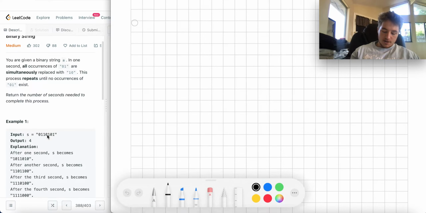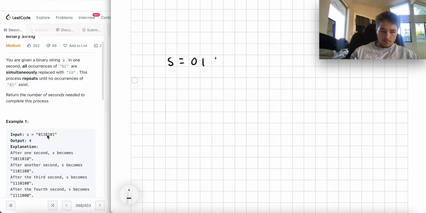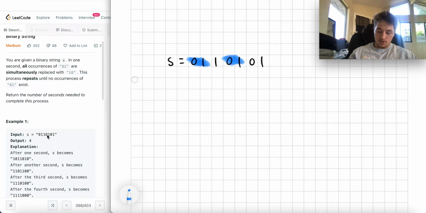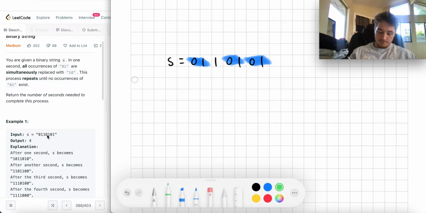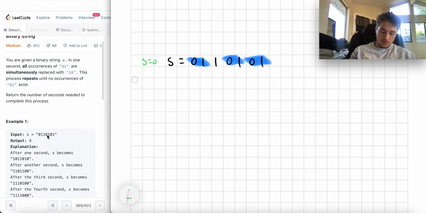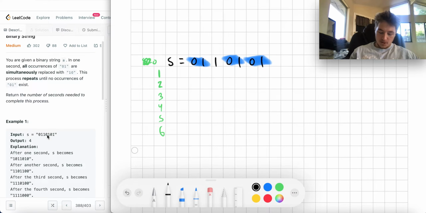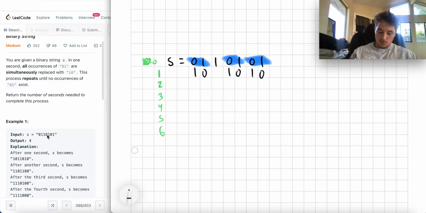In this example, we have S equals 0, 1, 1, 0, 1, 0, 1. Within this problem, we can simultaneously replace all 0, 1s with 1, 0. If we look through this string at each place where we have a 0, 1, we have 0, 1 here, 0, 1 here, 0, 1 here. After 1 second, right, so this is second equals 0, 1, 2, 3, 4, 5, 6, whatever, we can swap all the 0, 1s with 1, 0s. So this becomes 1, 0, this becomes 1, 0, this becomes 1, 0, this stays the same.